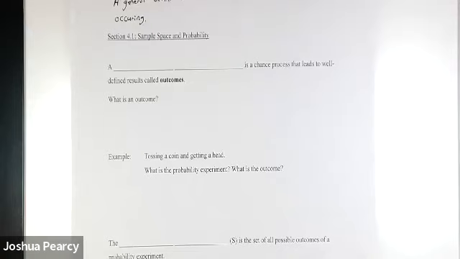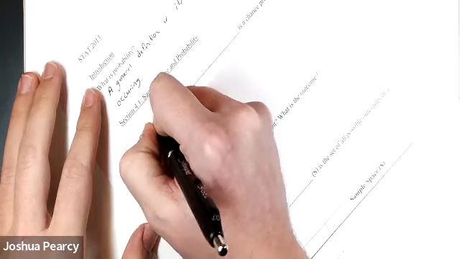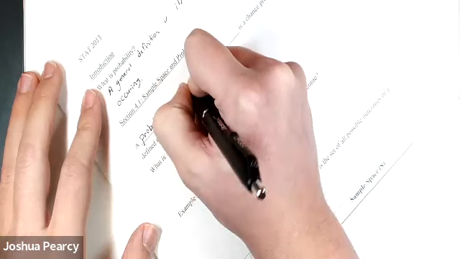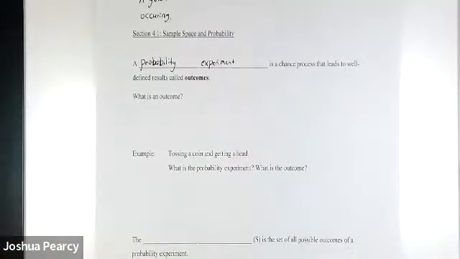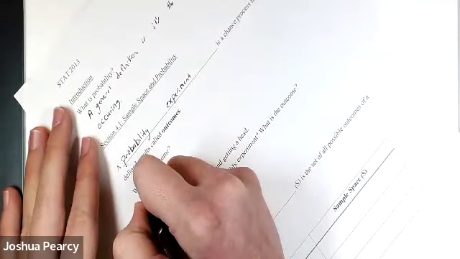So the first thing we're going to define is what is called a probability experiment. It is a chance process that leads to well-defined results, which we call outcomes. Now that we said it produces well-defined results called outcomes, what are outcomes? An outcome is a result of a single trial of a probability experiment.